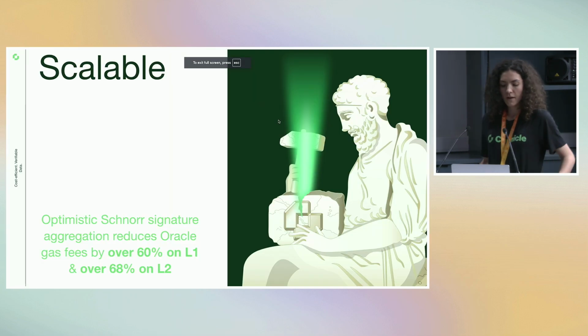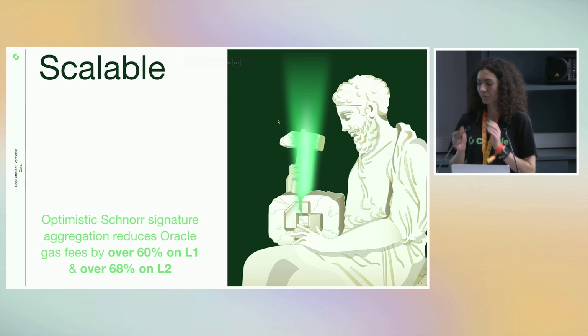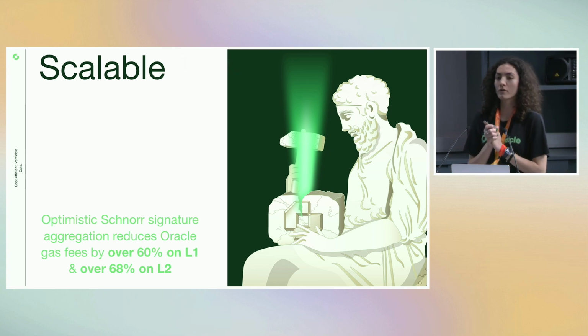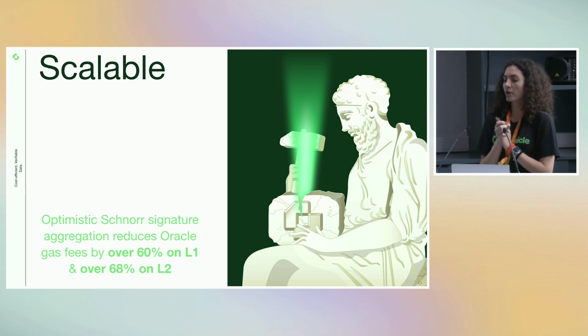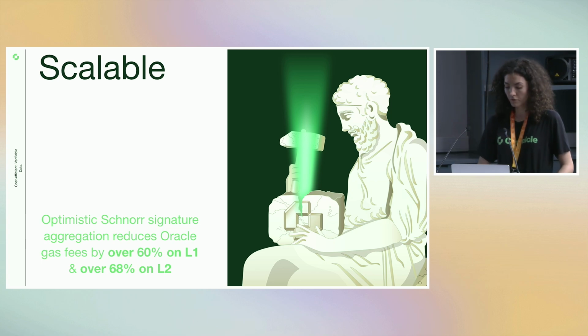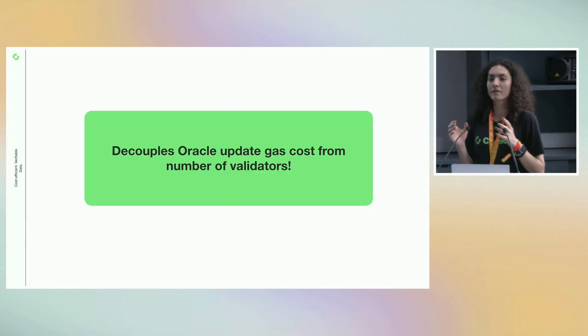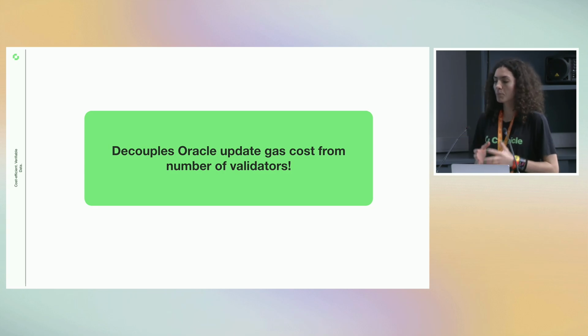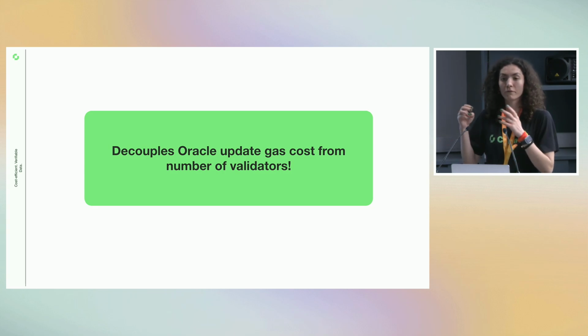In terms of scalability, because of the optimistic Schnorr signature that I was mentioning before, we are able to achieve gas cost reductions of over 60% on L1s and 68% on L2s. And this is pretty awesome because it allows, for the first time when it comes to Web3 oracles, to decouple gas cost from the number of validators.